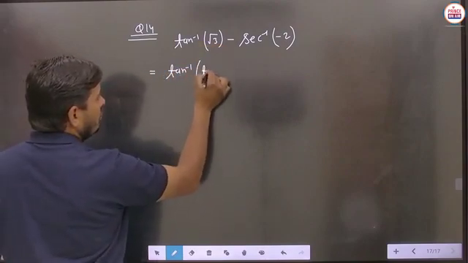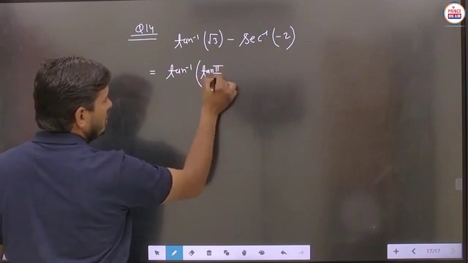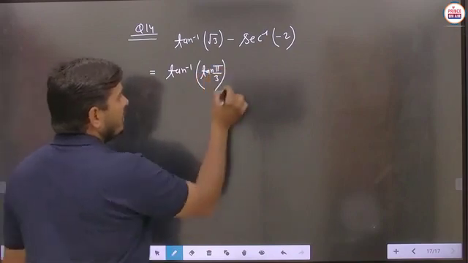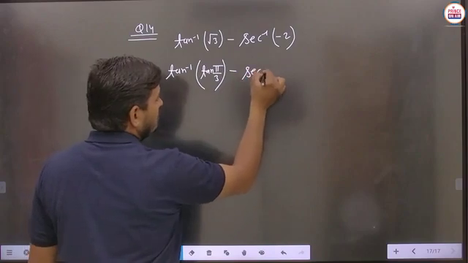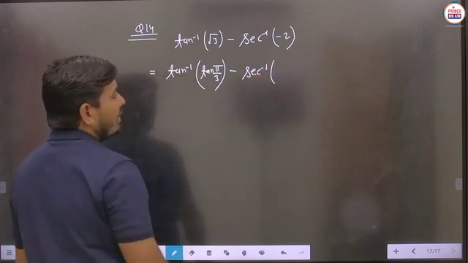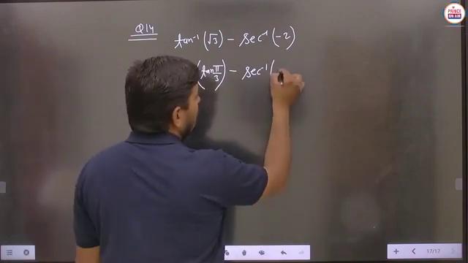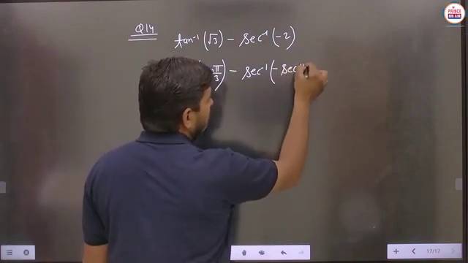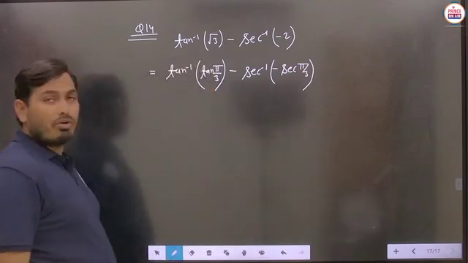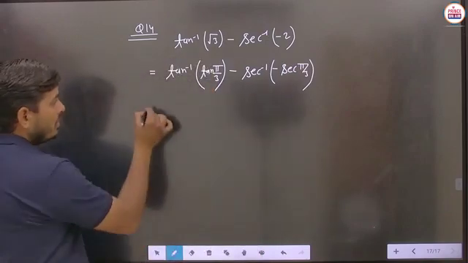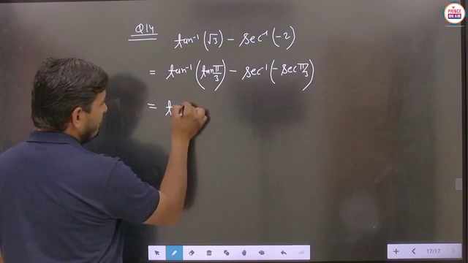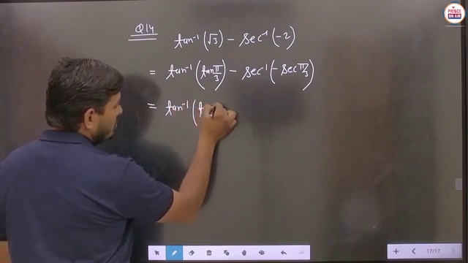So root 3, the value of tan, will occur at 60 degrees, so it will be written as pi by 3. Here minus sec inverse, the value of this part will be 2, and that should also be available at the angle pi by 3. So it will be written as sec pi by 3. Is it clear? Now the things are very simple, but we have to just process the second part.